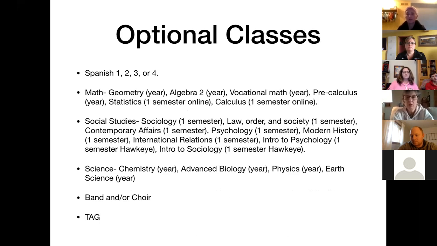Okay, optional classes. If you've been in Spanish you can take Spanish 4. You need to have taken 1, 2, and 3, obviously. If you've only taken Spanish 1, then you're going to 2. You're just going to go up to the next level from whatever you've taken. You do not have to take Spanish, though.